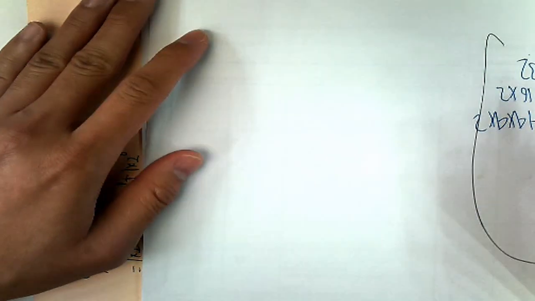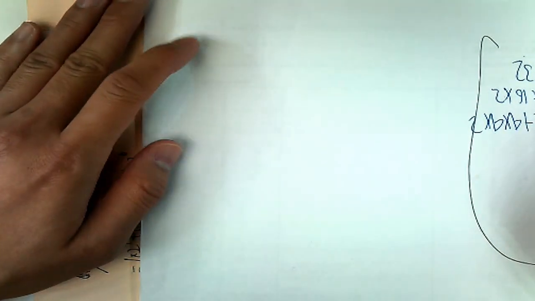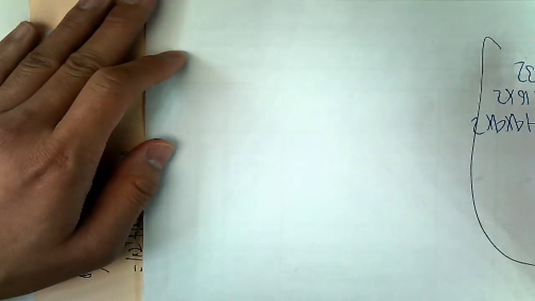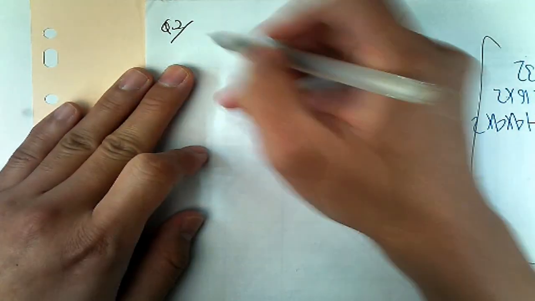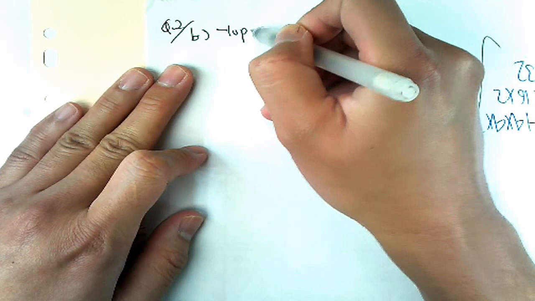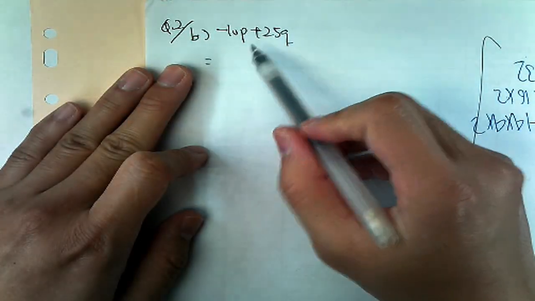Let's go. We do question 1 to question 8 first. I will do some of them, so follow me. Go to 2B: minus 10p plus 25q. Look at these two terms.